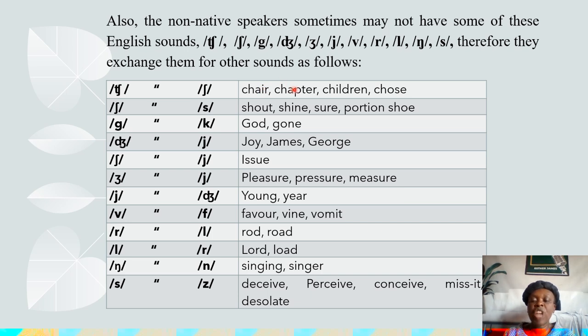The next one is chapter. Not "shapter," do you hear that? So it's not one wrong way and not another. It's chapter. It is this sound. The next one is children. Not "shildren."